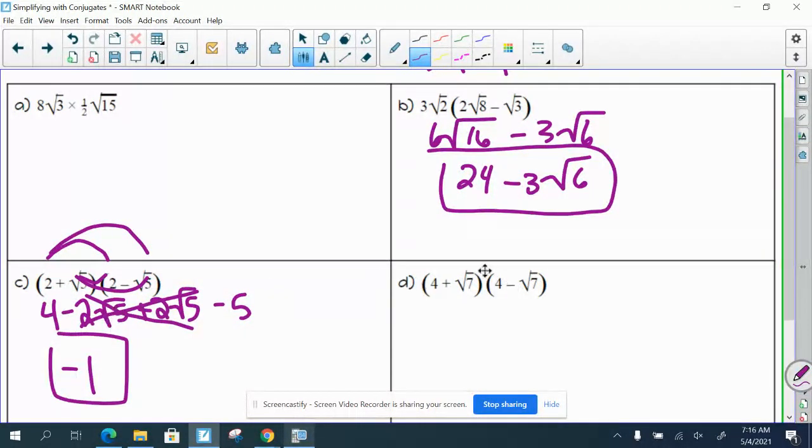Okay, and then the same thing is going to work out here. So when we do the outer and the inner term, first for the first term, we'll have 16. The outer and inner term are both going to be 4 square root 7, but they're going to be opposite signs, so they're just going to cancel. And then the last term will be just negative 7, and this gives us 9 for our final answer.